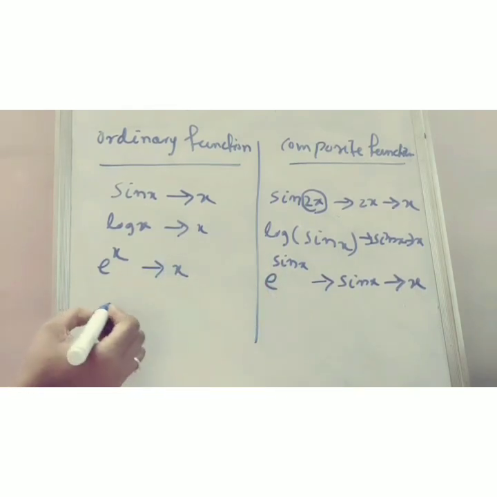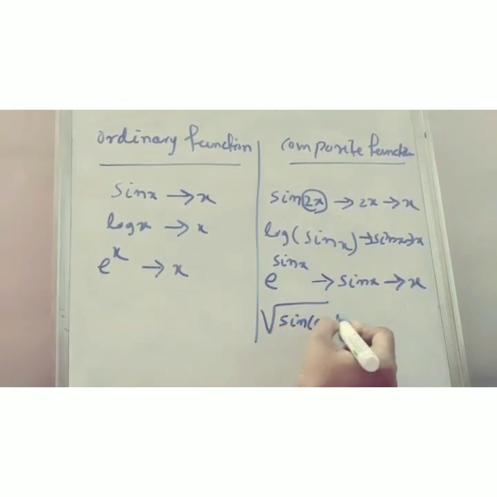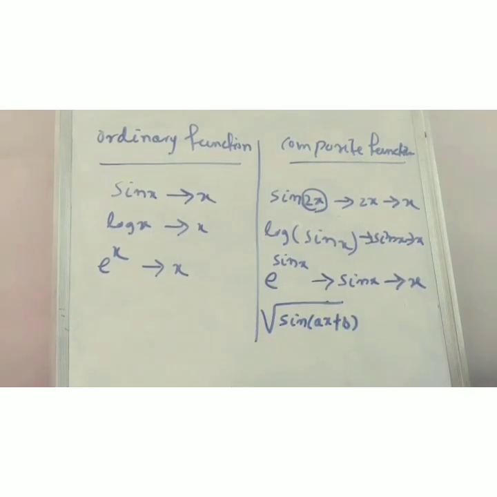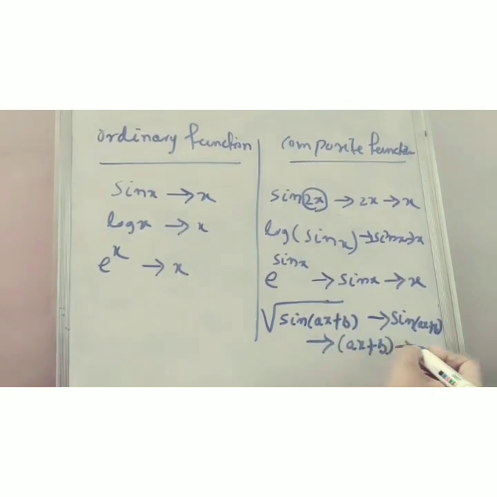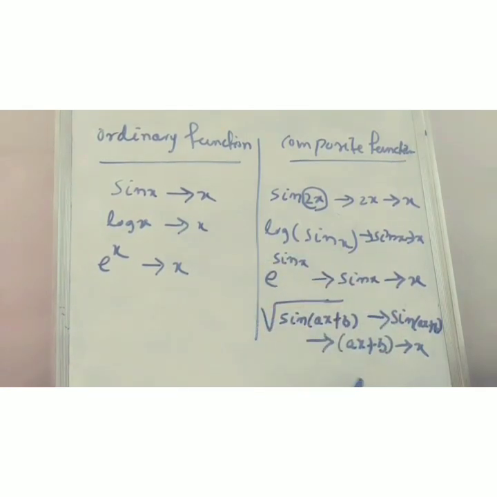Now suppose I write root over of sin ax plus b. This is also a composite function. Why? Because root over of sin ax plus b is a function of sin ax plus b, and sin ax plus b is a function of ax plus b. ax plus b is a function of x. That is why this is a composite function. These are some differences between ordinary and composite functions.